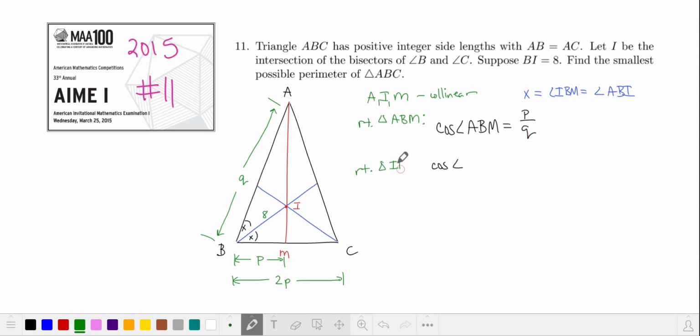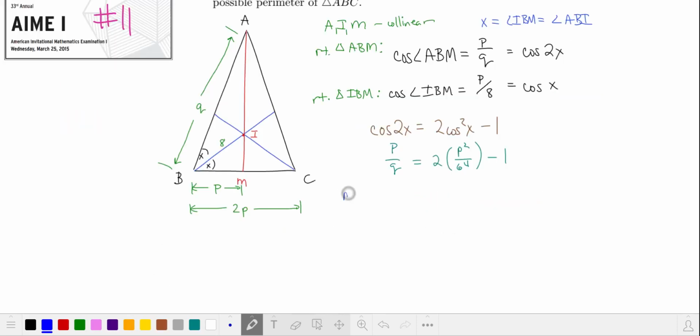From right triangle IBM, we have that the cosine of angle IBM is P over 8. In terms of x, this is cosine of 2x and cosine of x. So we can use our angle sum formula and substitute. We'll simplify and solve for Q, and we get 32P over P squared minus 32.